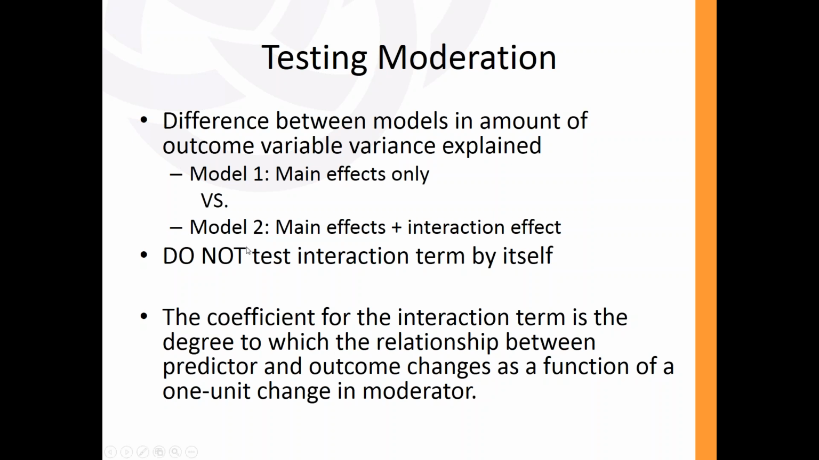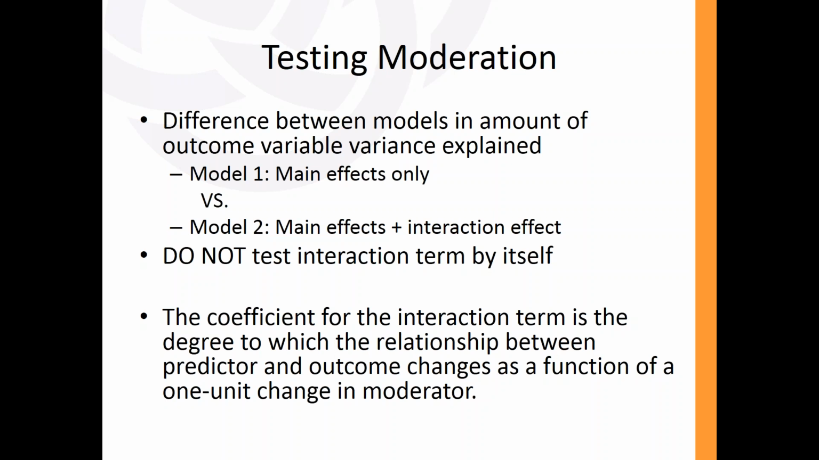I want to emphasize here: do not test the interaction term by itself. You don't want to just throw in an interaction term and say, oh, look, this moderation effect is significant, because the moderation effect actually tests residual variance. What that means is that you want to already know what the main effects are, and only then does it make sense to test whether or not their interaction is also significant.